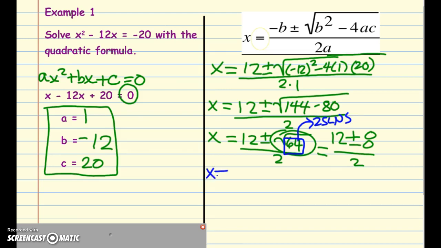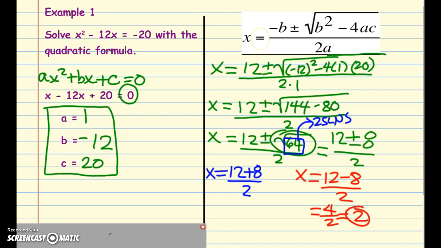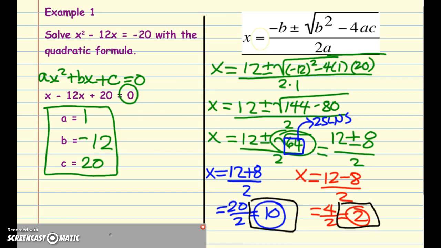One of them is going to be x equals 12 plus 8 divided by 2. And the other one is going to be x equals 12 minus 8 divided by 2. So I'm just going to do this one since I have the red marker. 12 minus 8 is 4, which gives us 2 when we divide it by 2. And 12 plus 8 is 20, divided by 2 is 10. So if we were to take a look at this graph, the two solutions for the equation x squared minus 12x equals negative 20 are 10 and 2.